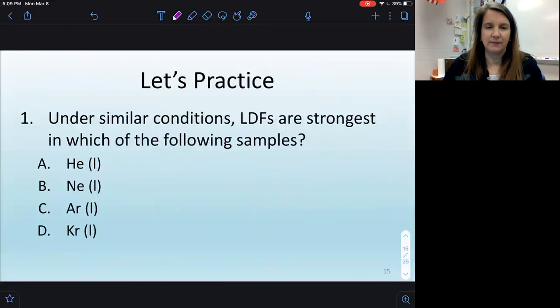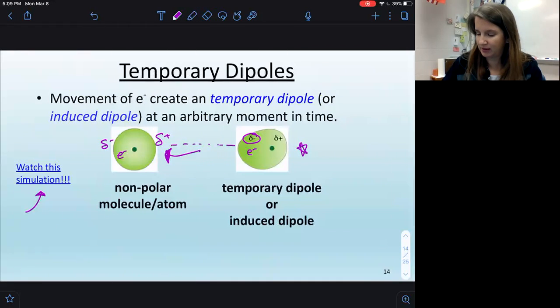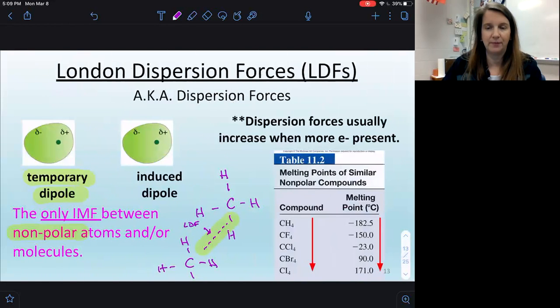So let's practice. It says, under similar conditions, London dispersion forces are strongest in which of the following samples? Now, I forgot to talk about something, so let me go back here really quick. Right up here, it says dispersion forces usually increase when more electrons are present. That's important when you're comparing nonpolar molecules or nonpolar atoms.